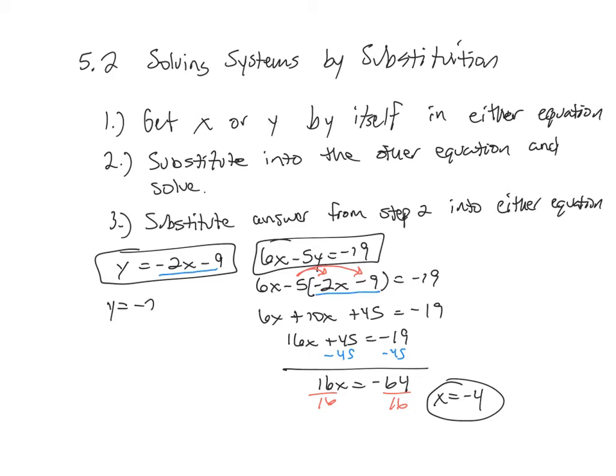So negative 2, and then I plug in negative 4, and I get negative 2 times negative 4 is positive 8, and 8 minus 9 is negative 1. So remember, a system is the point where the 2 lines cross. The answer is not y equals negative 1 and x equals negative 4. The answer is a coordinate.